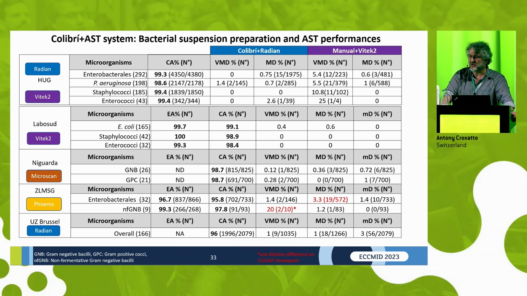And most of them got very major discrepancies below 3%, except maybe Singal with a Phoenix, especially for non-fermentative gram-negative bacilli. But talking with Dr. Nolte, there was only one dilution difference with the Phoenix to the EUCAST breakpoints cutoff, which for me, of course, biologically happens. So maybe Singal needs to do a little bit more extensive evaluation with more bugs to observe what's going on.